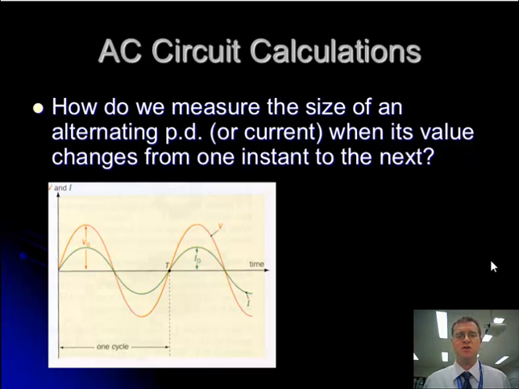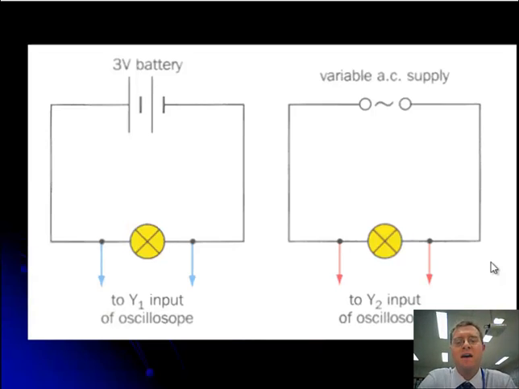They set up a situation where they had two light bulbs. Each light bulb has exactly the same brightness and exactly the same resistance, so it's giving out exactly the same amount of energy. One of them is connected to a 3-volt battery, so there's a direct current and there's always going to be 3 volts across it. The other light bulb is attached to a variable alternating current, so that means that the current is changing all the time.